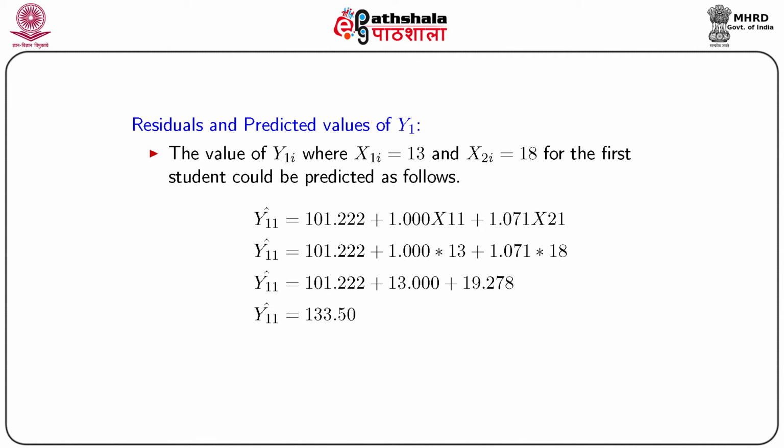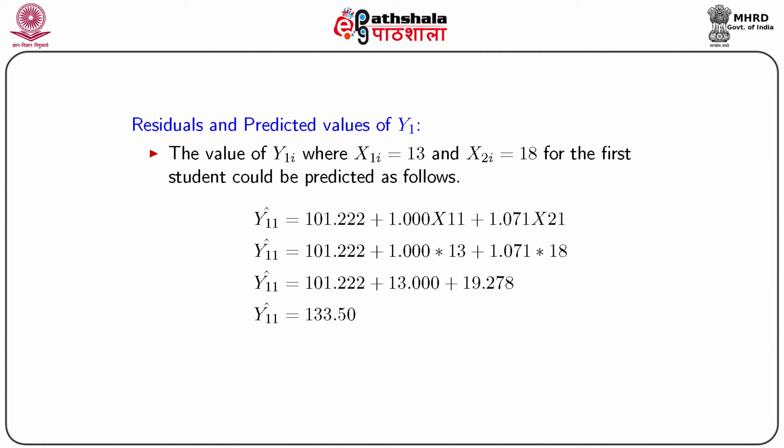Once we are able to write the regression or prediction equation using the estimates of the coefficients, we can now calculate the residuals and also the predicted values of y for given values of our explanatory variables x1 and x2. The values of y1 can be predicted using the linear transformation y1 hat equals 101.222 plus 1 times x1 plus 1.071 times x2. Thus the value of y1, where x1 equals 13 and x2 equals 18, for the first student could be predicted as y11 hat equals 101.222 plus 1 times 13 plus 1.071 times 18, which ultimately gives us y11 hat equals 133.50. And the scores of all students are presented below in the table.